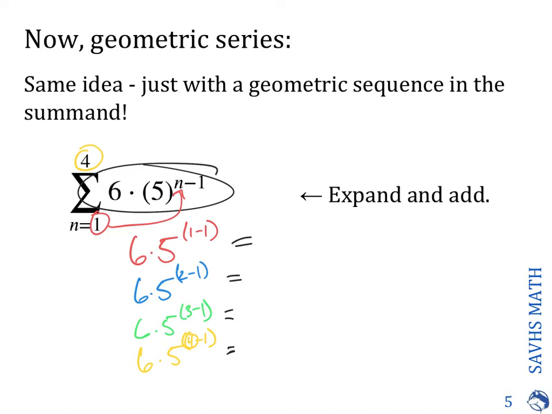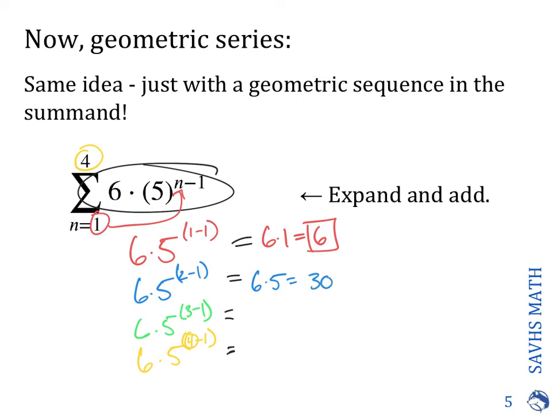So 1 minus 1 is 0. 5 to the 0 is actually 1. And so you get 6 times 1. And so you get 6. The next one is 2 minus 1. 2 minus 1 is 1. 5 to the 1 is 5. So you get 6 times 5. And you get 30.